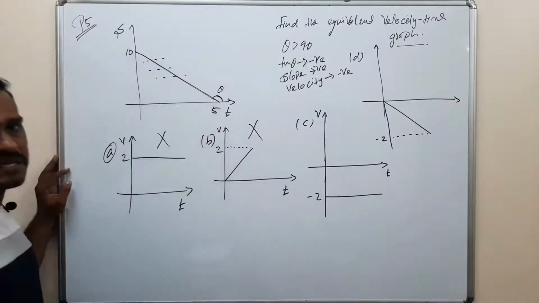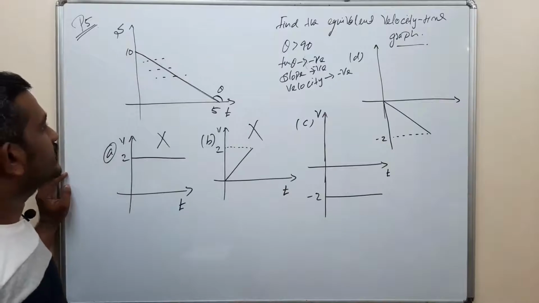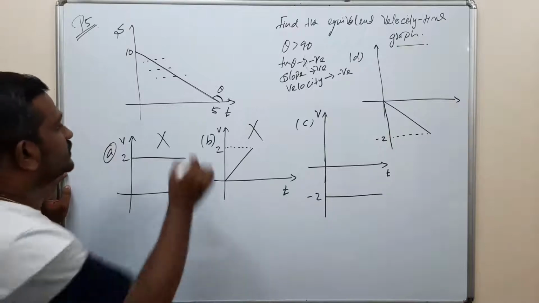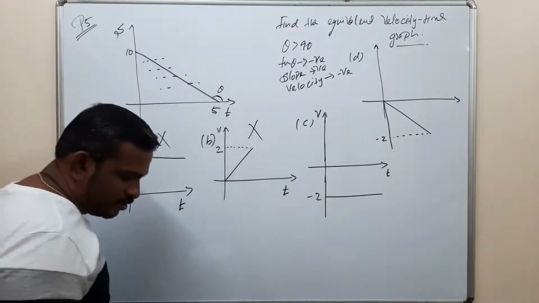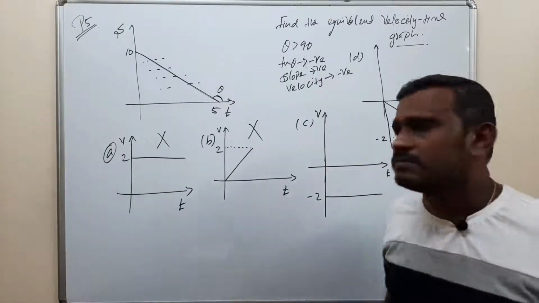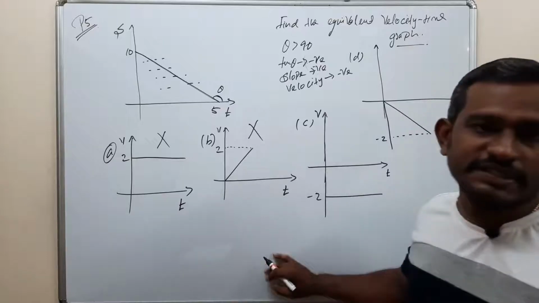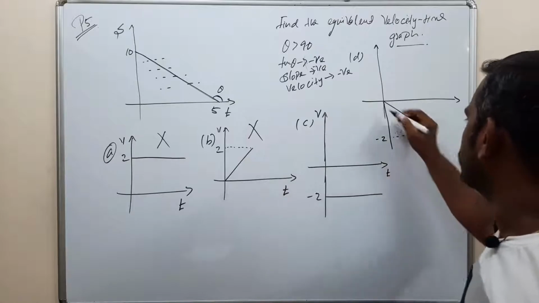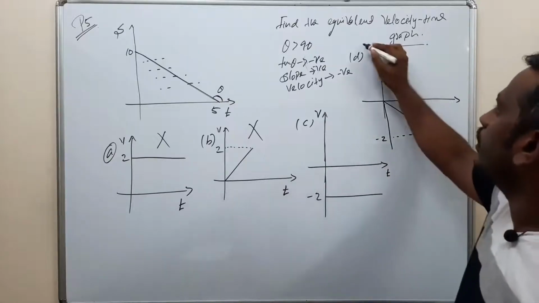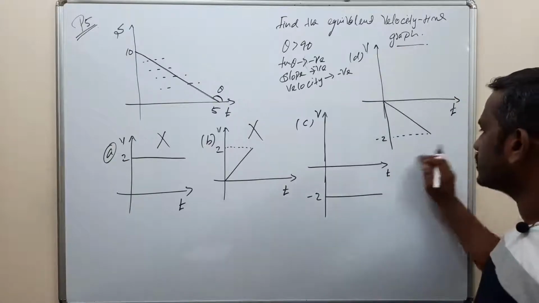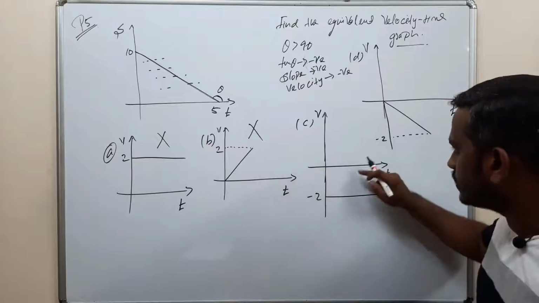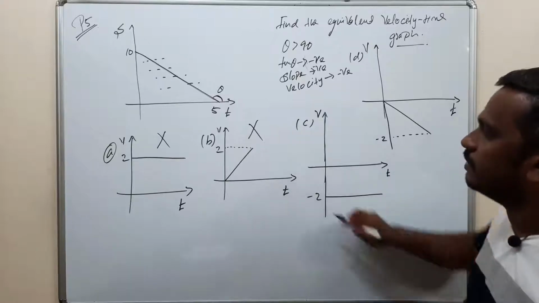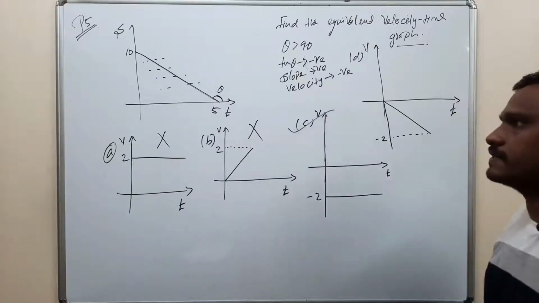From this displacement time graph, when you find the slope at each and every point, the slope is constant. So the velocity is constant and negative. It is a straight line graph. In this one, as time increases, velocity increases in the negative direction. Here, as time increases, the velocity is constant. So therefore this is the answer.